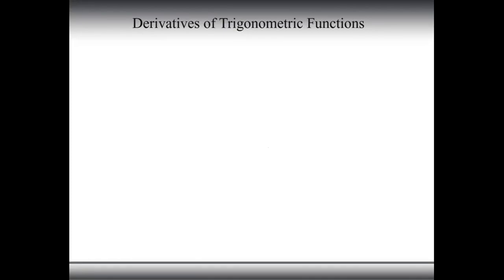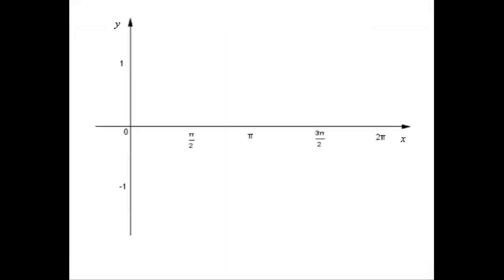Derivatives of trigonometric functions. To determine the derivative of trigonometric functions, I'm going to start out by graphing one full cycle of the sine curve. You should be familiar with this function from your studies of pre-calculus or math analysis. So from 0 to 2 pi, the graph looks like this. Maximum of 1 and a minimum of -1. So that's how the graph of sine of x looks.